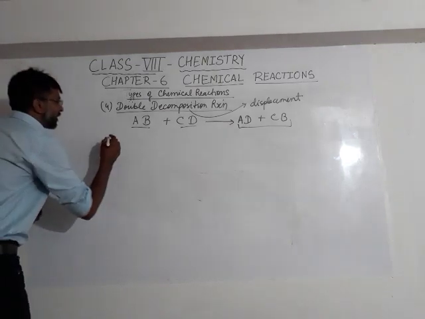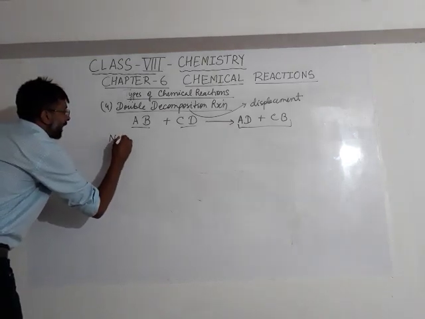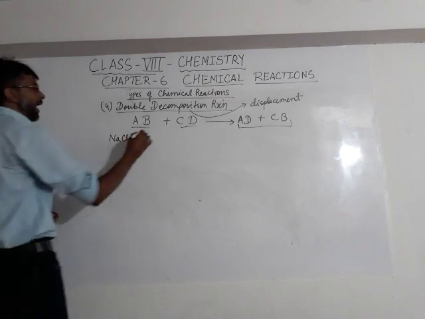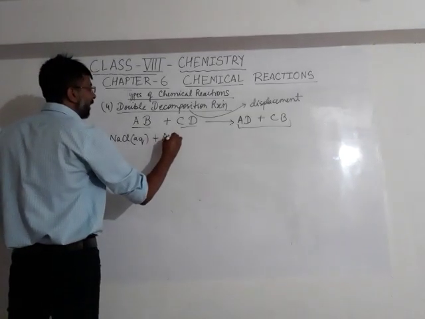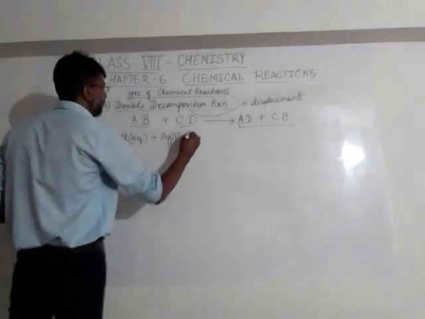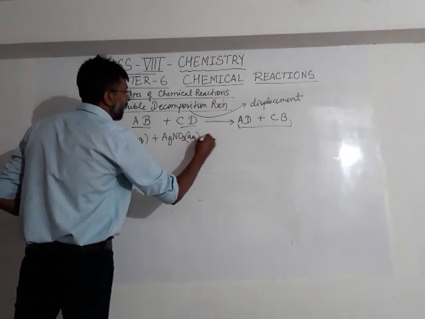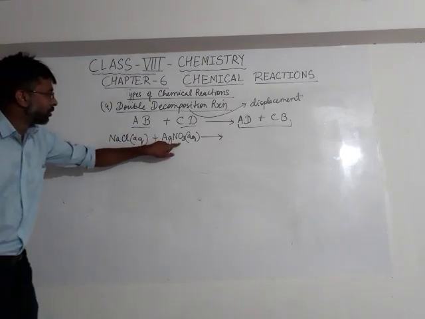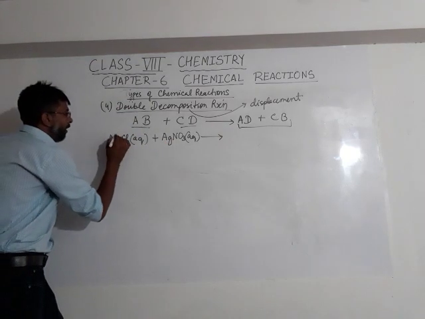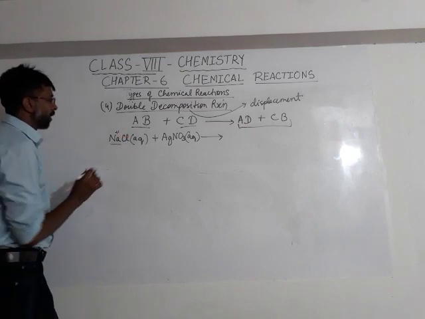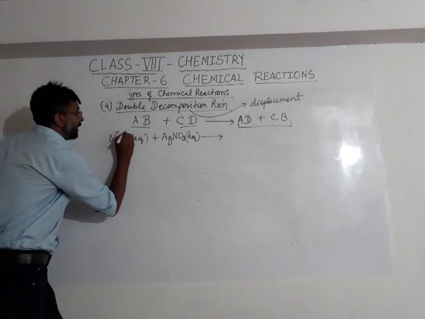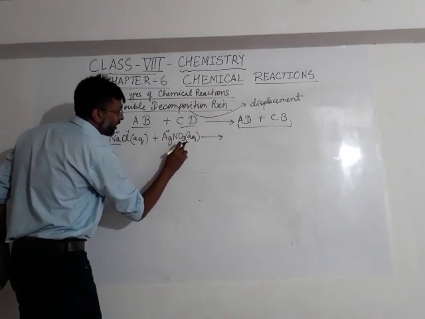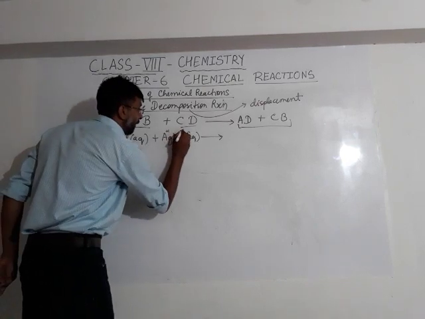Let me come to some very good examples of a double decomposition reaction. The first one is the reaction between sodium chloride solution and silver nitrate solution, AgNO3 solution. See, NaCl, AgNO3. Now sodium is the metal, valency is +1. Chloride is the non-metal, valency -1. Silver is the metal, valency +1. Nitrate is a radical, valency -1.